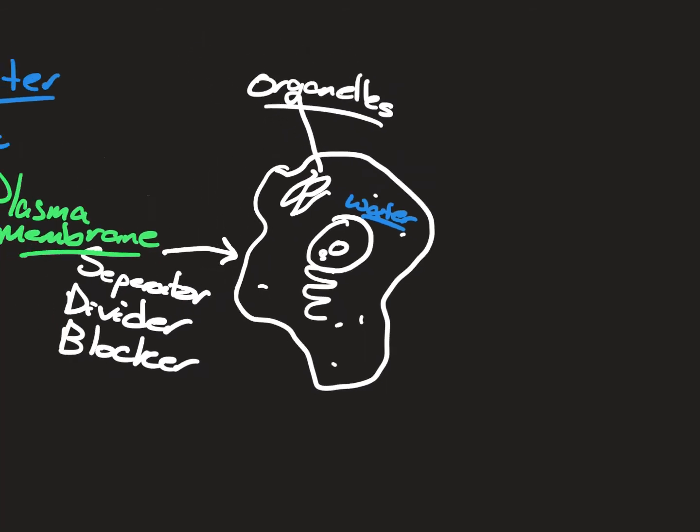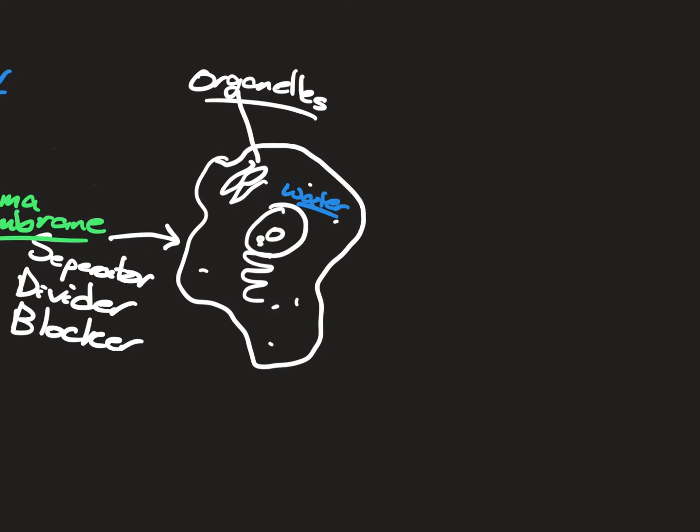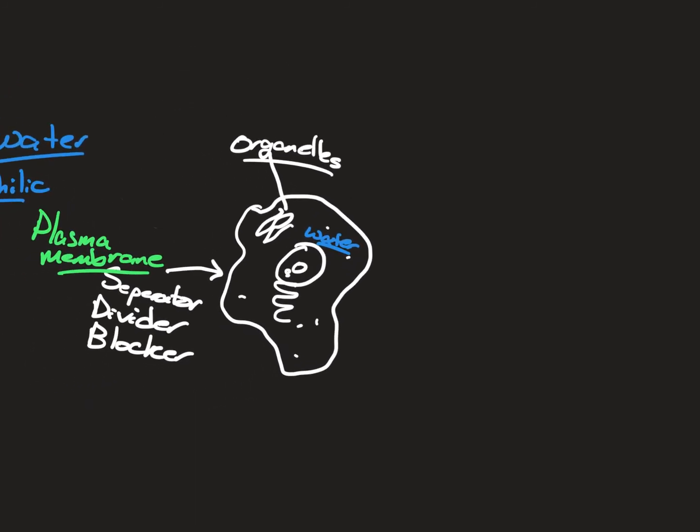So the inside is made of organelles. What's interesting is that the outside of the cell has water, because water is the universal solvent, the solvent of life. The solvent of life is water. So if you're talking about living things, there's going to be water outside the cell, and there's going to be water inside the cell.